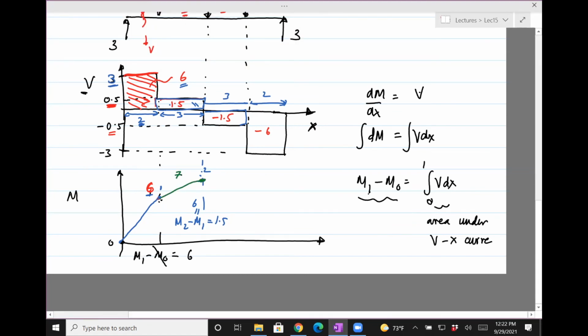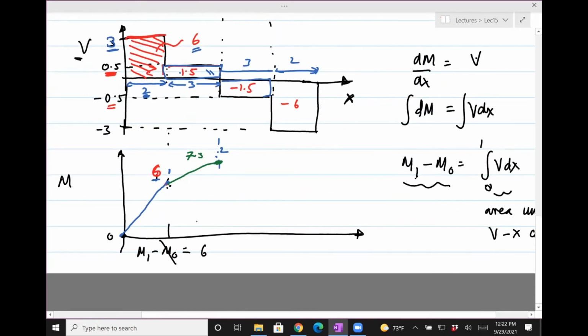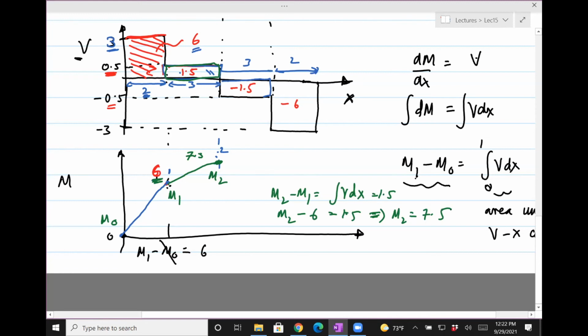Wait. Yeah, it's just this formula. Maybe I write it here properly. So this is m1, this is m0, this is m2. m2 minus m1 equals the area under the curve, this area, which is 1.5. So m2 minus m1 is 6. This is 6 equals 1.5. So m2 equals 7.5. Right?